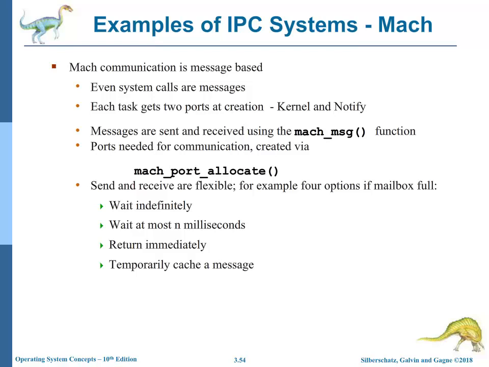For example, when a message is sent to a port, its queue may be full. If the queue is not full, the message is copied to the queue and the sending task continues. If the port's queue is full, the sender has several options. It can wait indefinitely, or wait at most n milliseconds, or it doesn't wait at all but returns immediately, or it can temporarily cache a message, where a message is given to the operating system to keep.